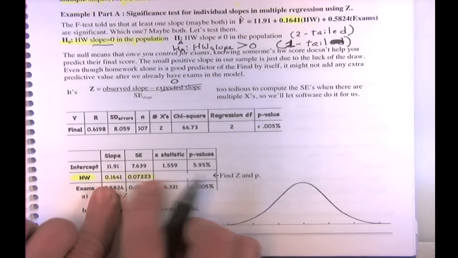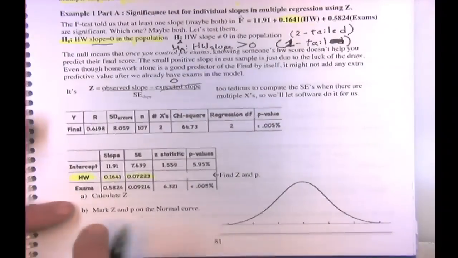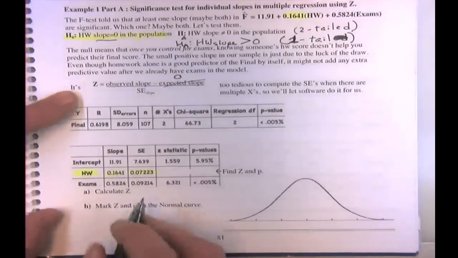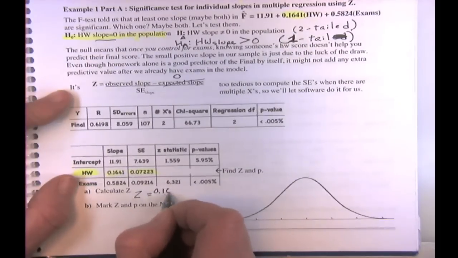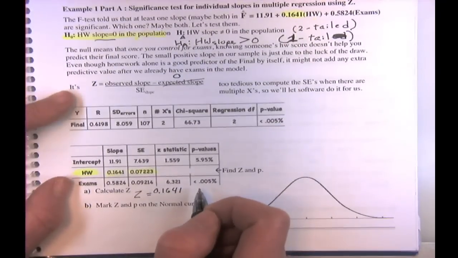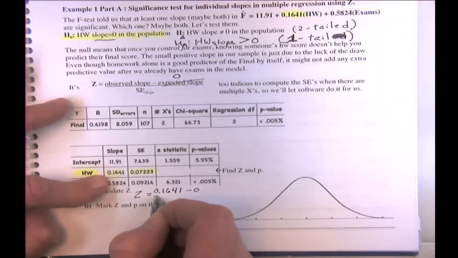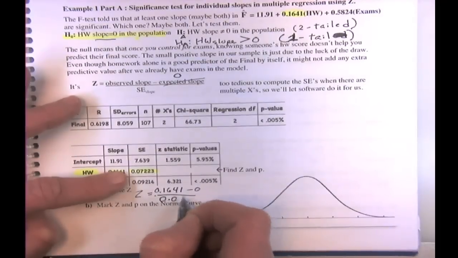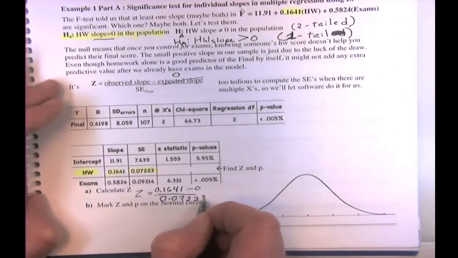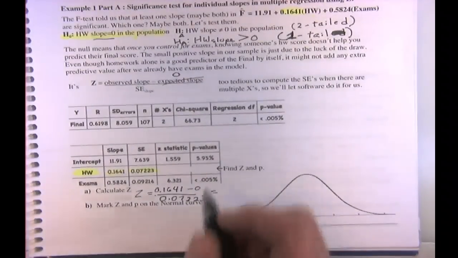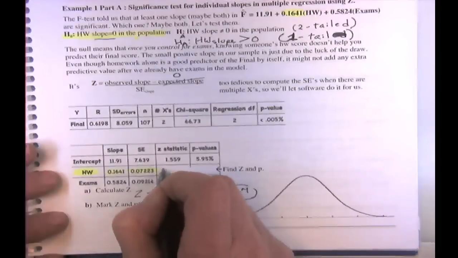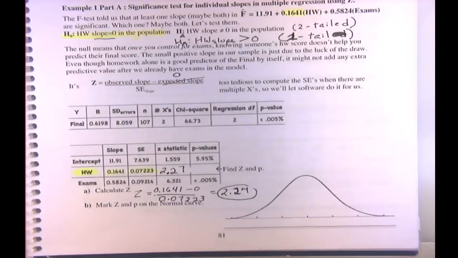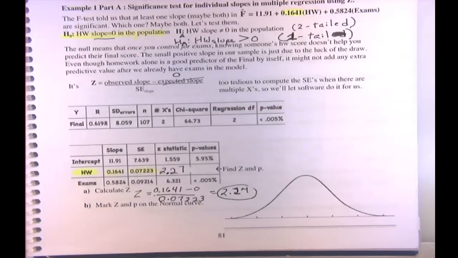Now we want to calculate the z statistic. It's just going to be like what we said here. So z is going to be equal to our observed slope, 0.1641, minus our expected, which is just 0, over the standard error, 0.07223. And I got 2.27 rounded. And that's our z, so we can put it in here. All right, any questions so far? This is just Stat 100 stuff: observed minus expected over the standard error. And it's just a z-score. All right.